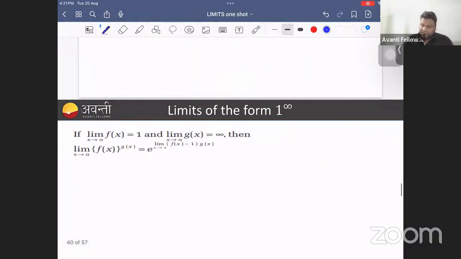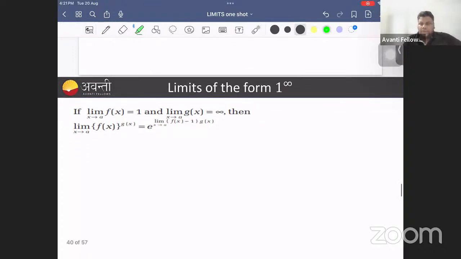Now, a very, very important form, that is 1 to the power infinite. The form suggests limit x approaches a, f(x) is 1. Limit x approaches a, g(x) is infinite.